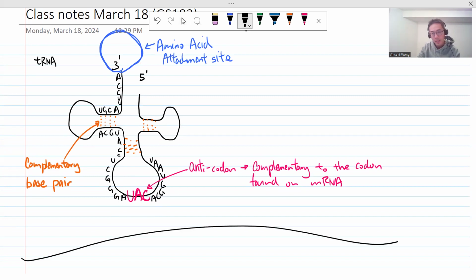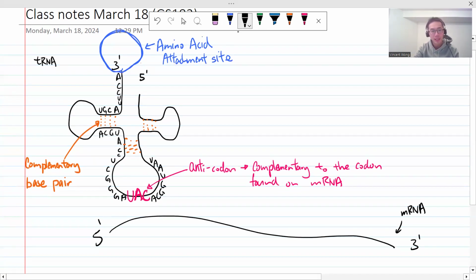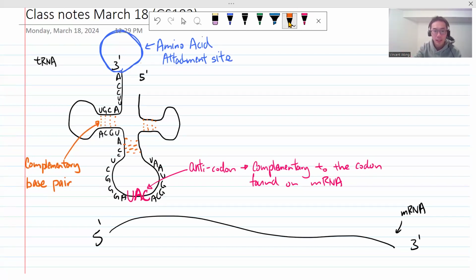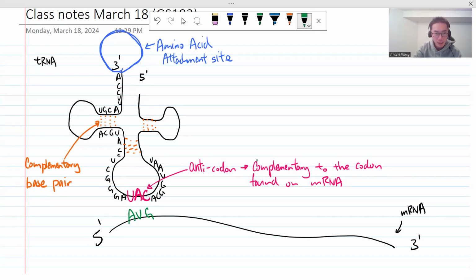Okay, so here is the messenger RNA. We're gonna have the 5' and the 3' end. Let's make it a little bit shorter. People may get confused if it's not at the beginning. So the start codon, as you know, is AUG, right? So I'm gonna put a start codon right here, AUG.